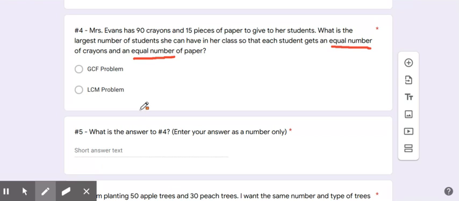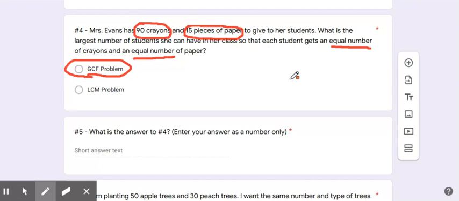It looks to me like we're splitting things up, right? We have these materials, we have 90 crayons and we have 15 pieces of paper, and we want to split that up equally or divide that equally among the students. Okay, so here's what we're going to do. It's going to be a GCF word problem. That's going to be our answer to number 4 because we're splitting things up. And in number 5, we're actually going to answer number 4.